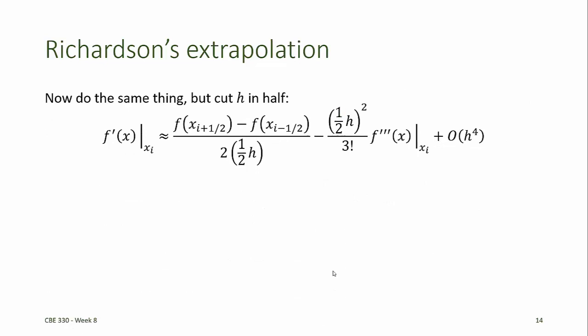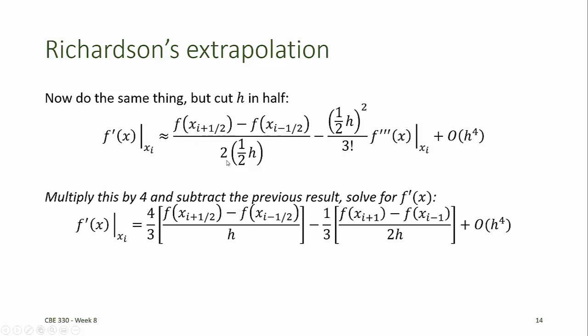Next, we do the same thing, but we cut the interval h in half. So we need data at x_i plus 1/2 and x_i minus 1/2. This estimate for the derivative also contains a third derivative term. Then we multiply this equation by 4 and subtract the previous result to eliminate the third derivative term.